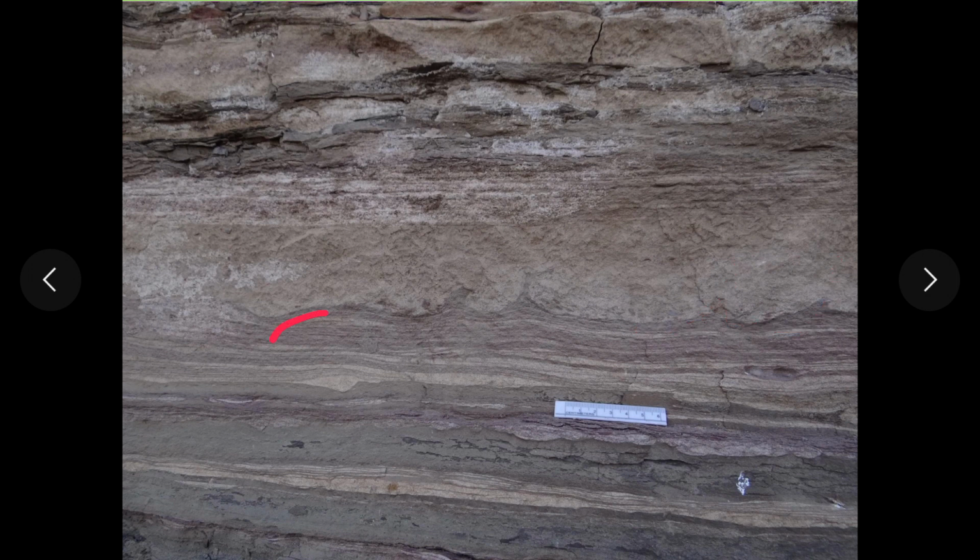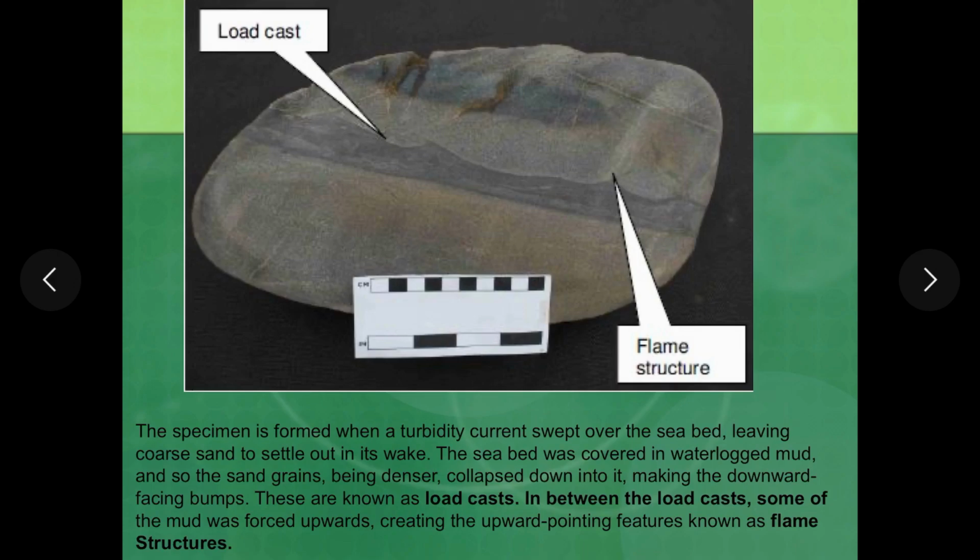The load and flame structure that you have seen in Karnataka is due to seismic activity, and therefore it is called a seismite in that case. Here the load and flame structure is formed due to the pressure of sand overlying the pro delta shale. Here again you can see the same thing, load and flame structure. So these structures are characteristically seen in deltas.